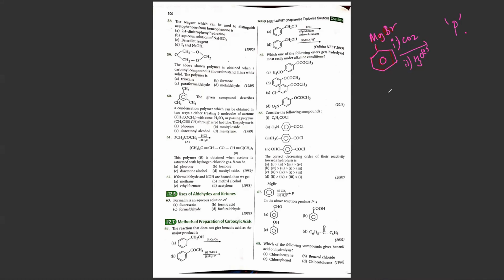This is an organometallic compound, like RMgX. It is a Grignard reagent. You are going to treat it with carbon dioxide, and further it will undergo hydrolysis. So what will be the product P? When your Grignard compound, the organometallic compound, reacts with carbon dioxide, what will be the P? Go to options A, B, C, and D.